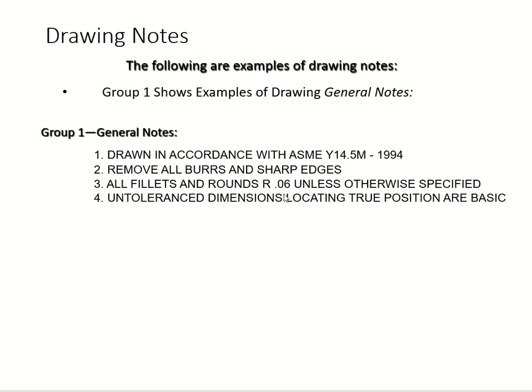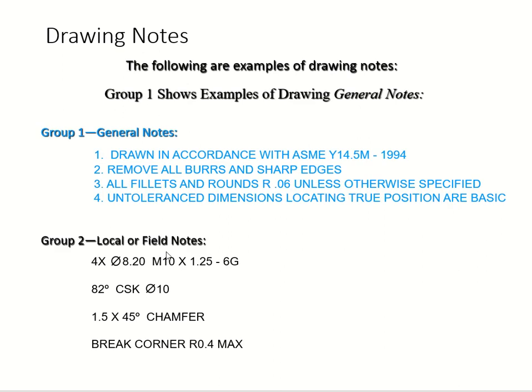All fillets and rounds are 0.06 unless otherwise specified. This is the value, otherwise follow what's been specified in your drawing. And tolerance dimensions located in true position are basic. It's talking about dimensioning, especially the tolerance, and this note is about its location, the true position. Generally it looks like this. This is just a review from MVT 101, engineering drawing. So let's go into Group 2.